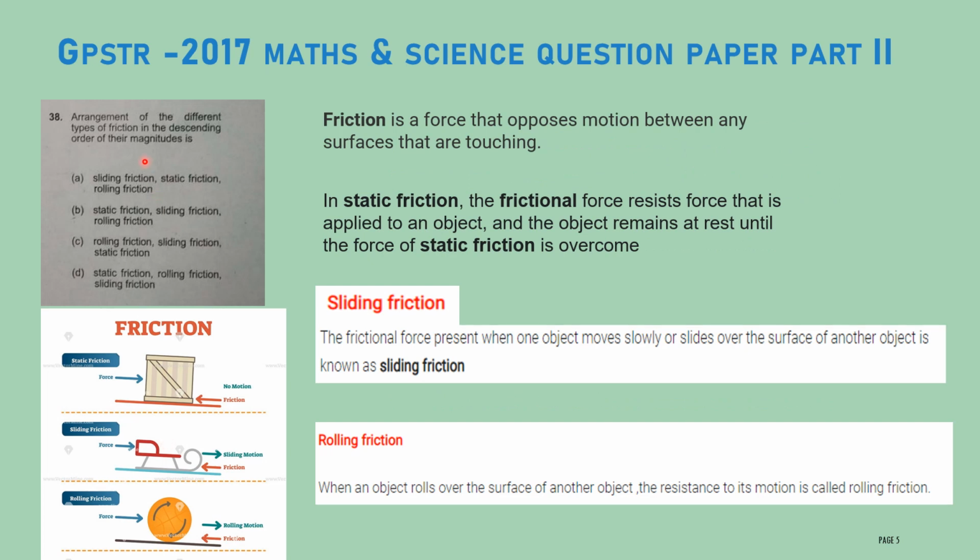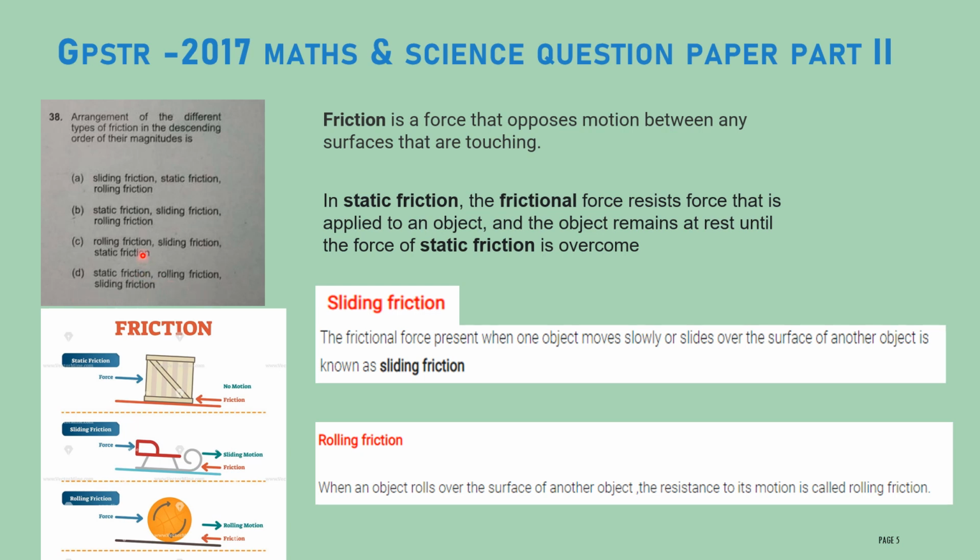Okay, let us discuss the next question. Arrangement of the different types of friction in the descending order of their magnitude is. Descending order means from bigger to smaller, you have to arrange the types of friction. First option, sliding friction, static friction, rolling friction. Second one is static friction, sliding friction, rolling friction. Third one is rolling friction, sliding friction, static friction. Fourth one is static friction, rolling friction, sliding friction.